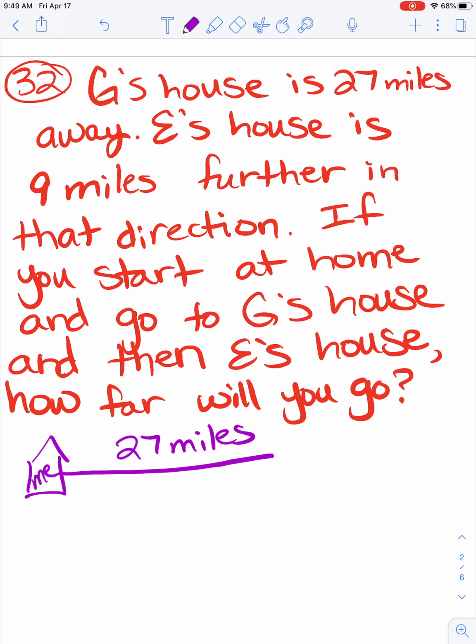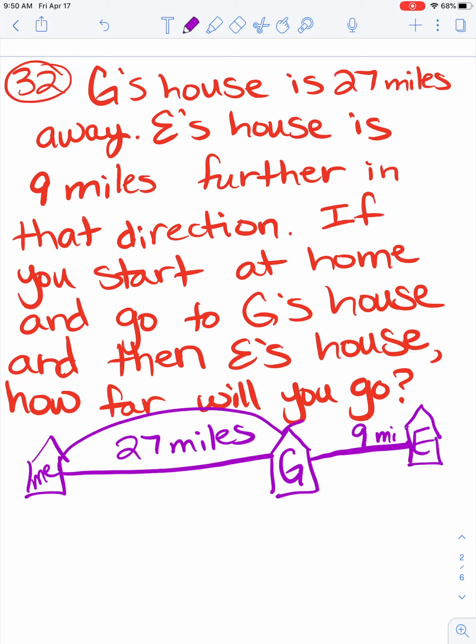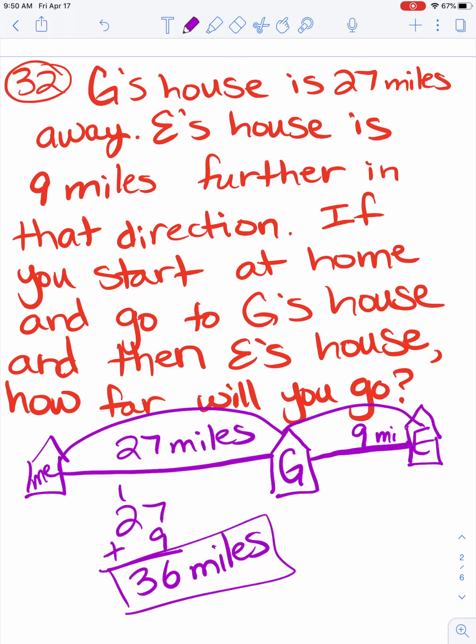This is me. 27 miles to Grandma's house. Then in that same direction, I had to go 9 more miles, abbreviation MI, miles, to go to Edna's house. Don't you love my houses? They're so cute. So if I went from my house to Grandma's, then to Edna's, I would have to add those up. When I add those up, I get 36 miles. That is how far I traveled.